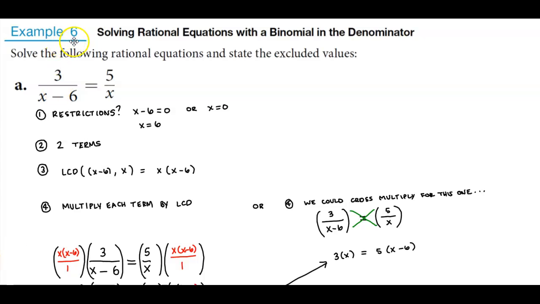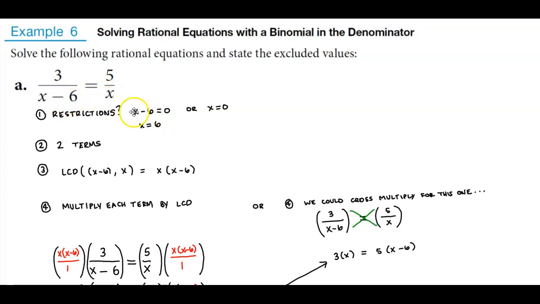In example number 6, we're solving rational equations with a binomial in the denominator. We're going to solve the following rational equations and state the excluded values. When we look at the denominator, can we factor any of these? Well, if you look at x minus 6, we can't factor that any further, and x cannot be factored any further either.